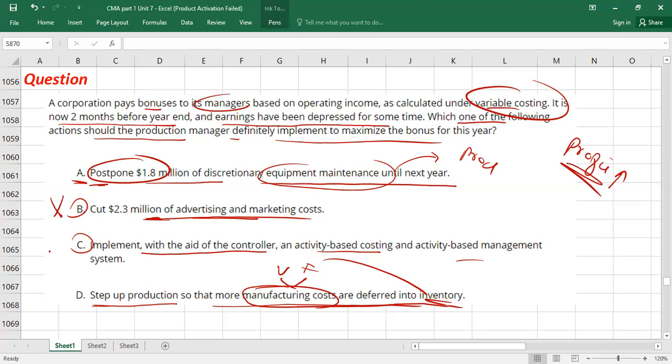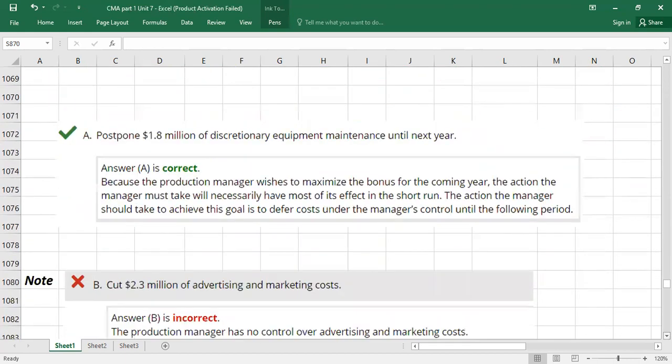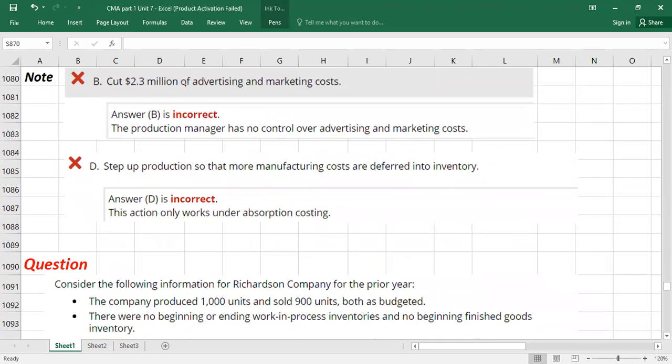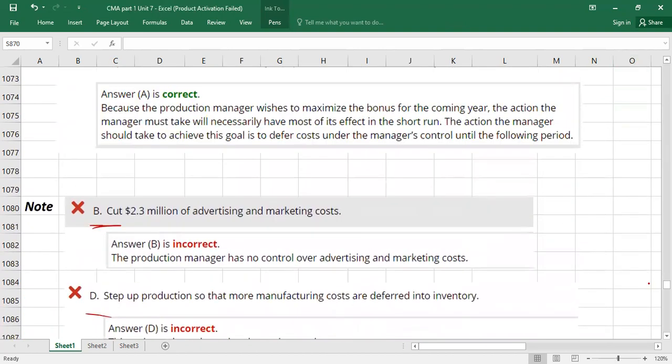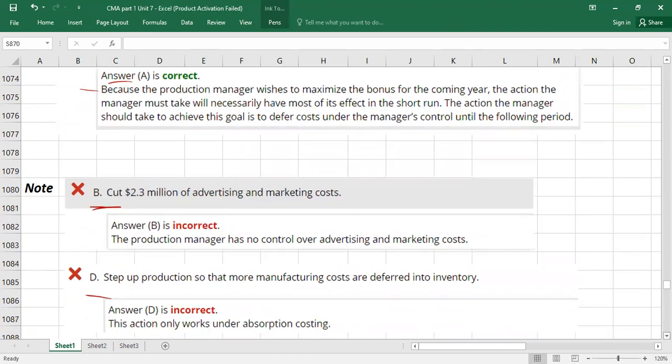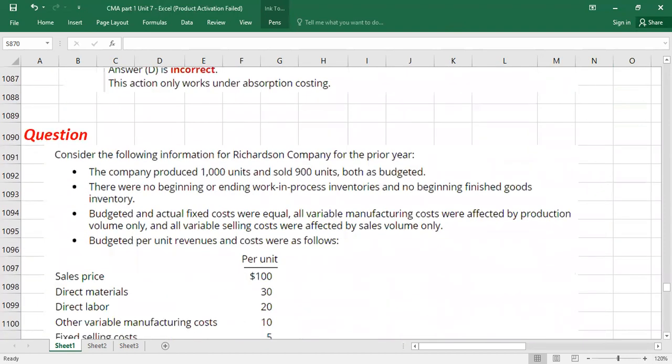This is not under your control. This I didn't say anything about, and this is going to work under absorption cost. Understood? So some questions are tricky, you have to understand. So this explanation is there, and why the other options are not correct. Understood? So this is the correct answer explanation also. You can go through it. Now here we have another question.